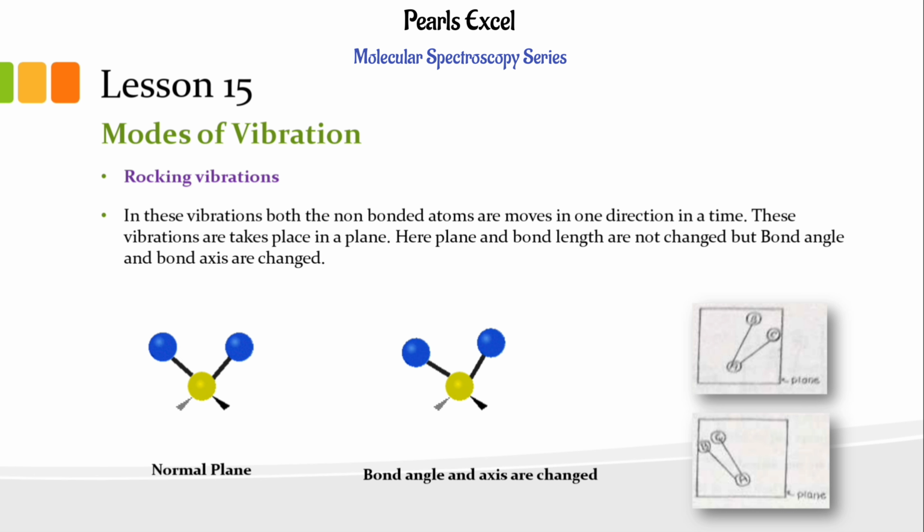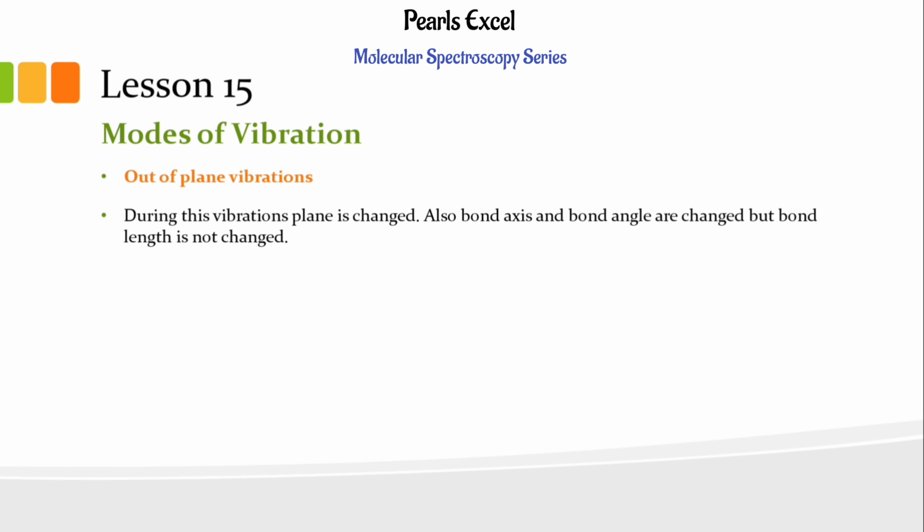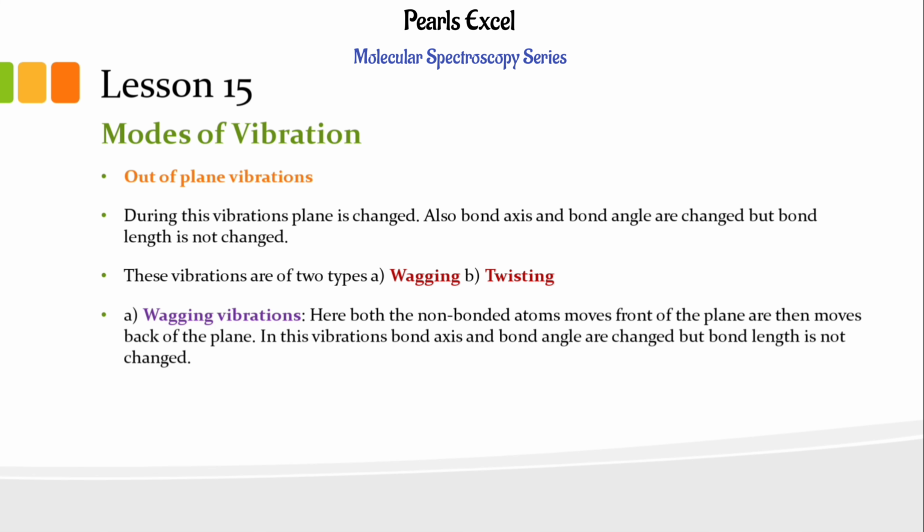Further, we start with out of plane vibrations. During these vibrations the plane is changed. Also bond axis and bond angle are changed but bond length is not changed. These vibrations are of two types, one is wagging and the second is twisting. So first we'll see wagging vibrations. Here both the non-bonded atoms move in front of the plane and then move back of the plane. In these vibrations bond axis and bond angle are changed but bond length is not changed.